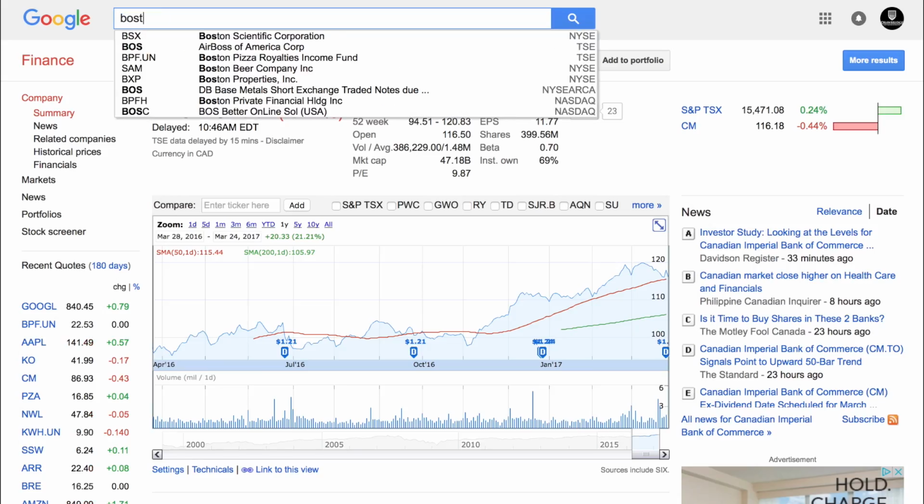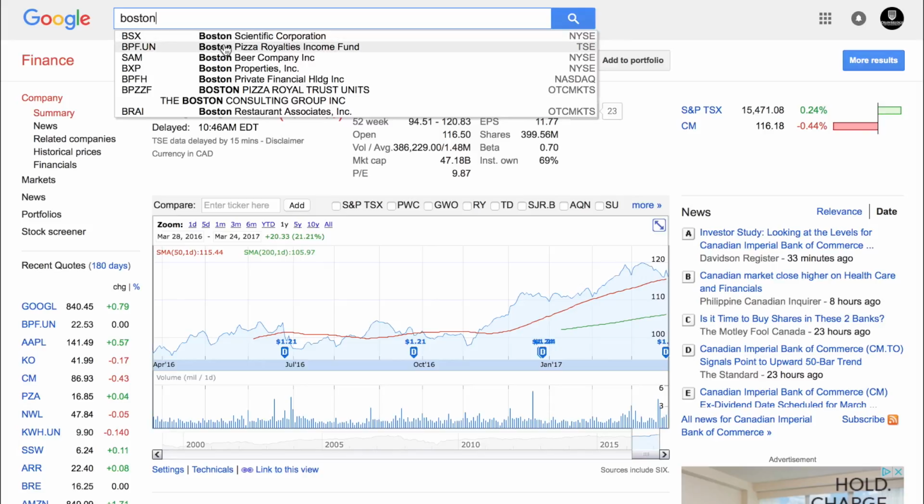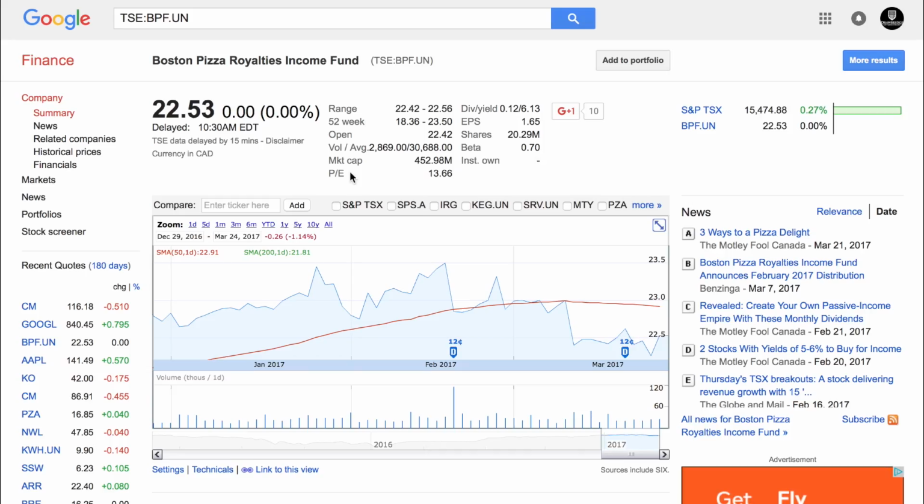The next thing we're going to do, we're going to look at one more stock. What it's going to be is Boston Pizza, one of my favorites. Just to show you guys. Here it comes up in this secondary search. It's showing the Boston highlighted, Boston Pizza Royalties Income Fund trading on the Toronto Stock Exchange. And here's the ticker, BPF.UN. That's the one I want. So I'm going to click on that, and let's take a look at what this is.